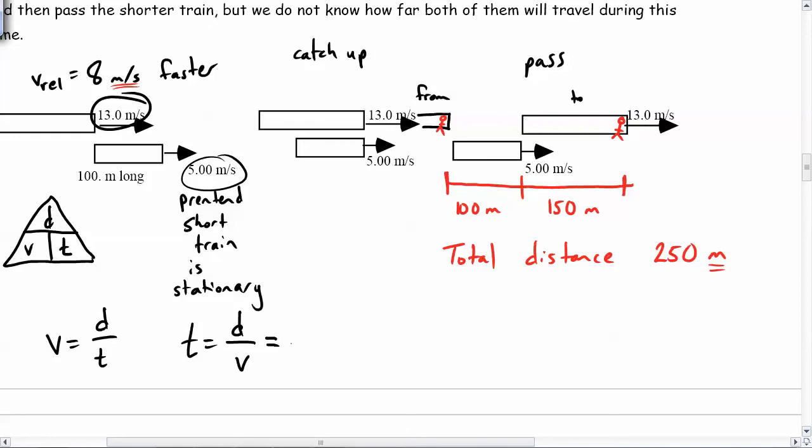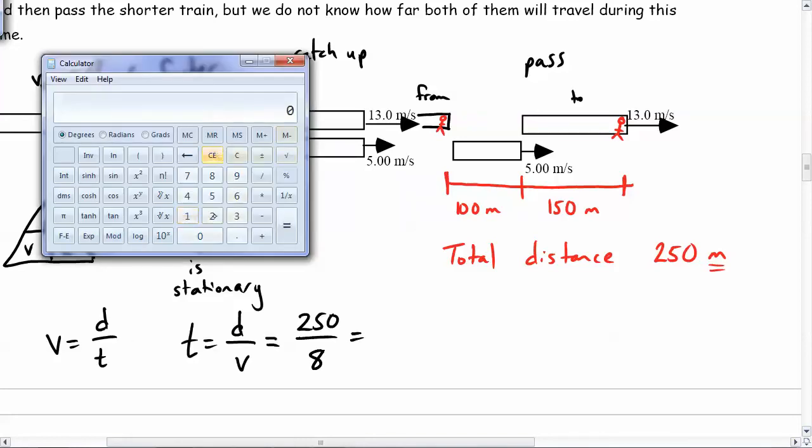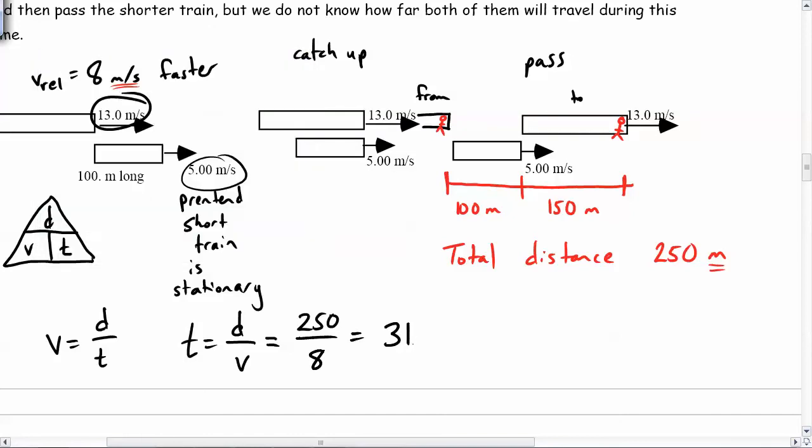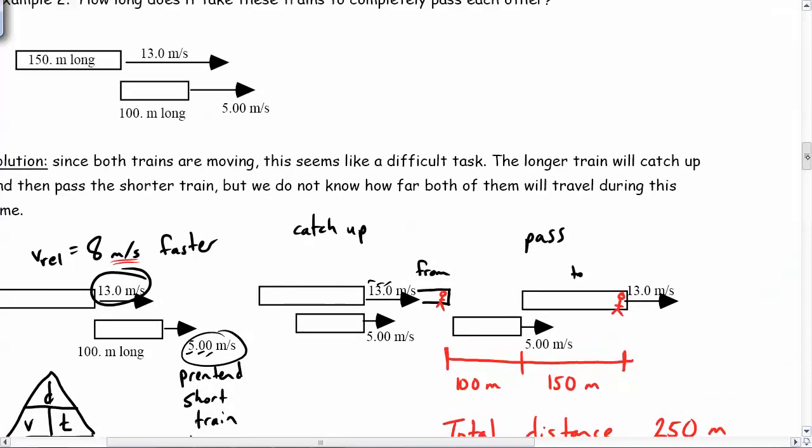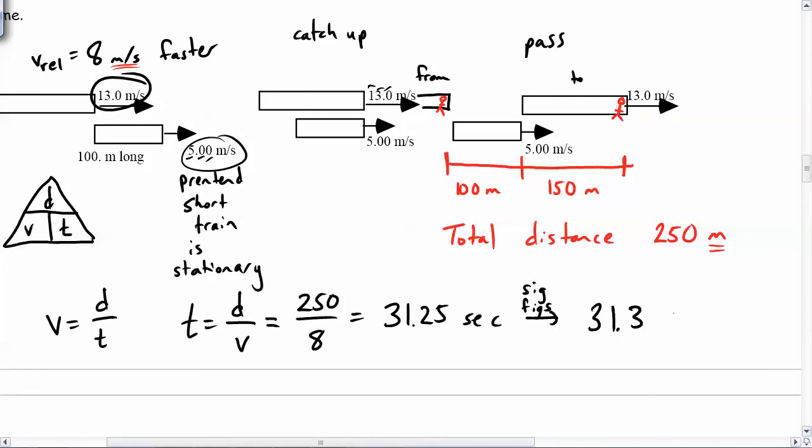Now we can plug in our variables. The distance is 250 meters and the velocity is 8 meters per second, for a total of 31.25 seconds. And let's change that to use the proper number of sig figs. How many sig figs do I have? 1, 2, 3. 3 sig figs. How about the lengths of the trains? Exactly 3 sig figs. So 31.3 seconds.